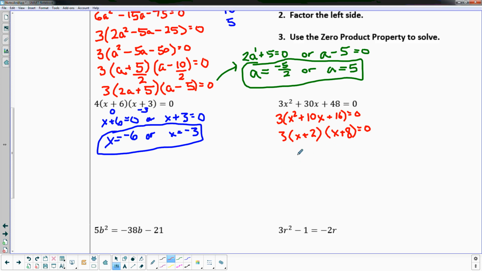And now I can move on to the zero product property part that says either x plus 2 equals 0 or x plus 8 equals 0. That means that x is going to be equal to -2, or x is going to equal -8. And those are my two options, -2 and -8.